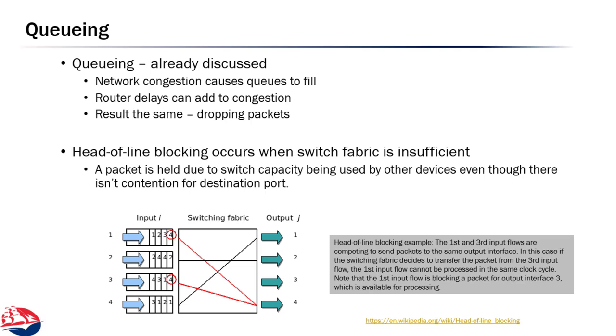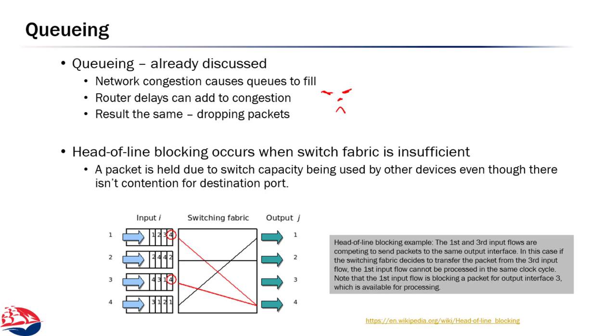So we've already talked about queuing theory, and so I don't want to go too much deeper into it, but we do have to talk about it one more time in the form of switching and forwarding. So network congestion, as we saw before, is going to cause queues to fill. Router delays are going to happen and add to that congestion, and the ultimate results are the same. We have a very unhappy user. We're going to start dropping packets. And in the case of TCP, that's going to cause a bunch of retransmissions. In the case of UDP, it's going to be missed messages.